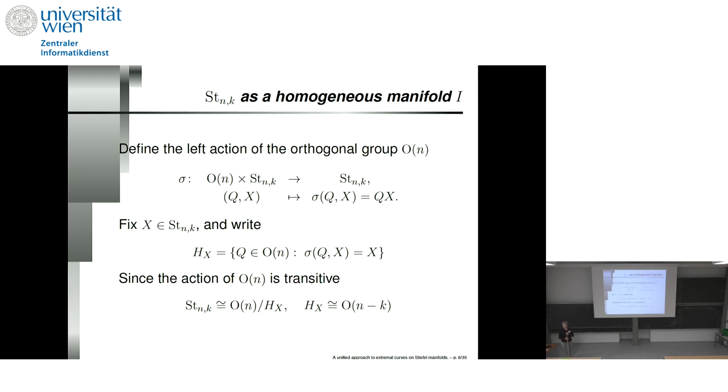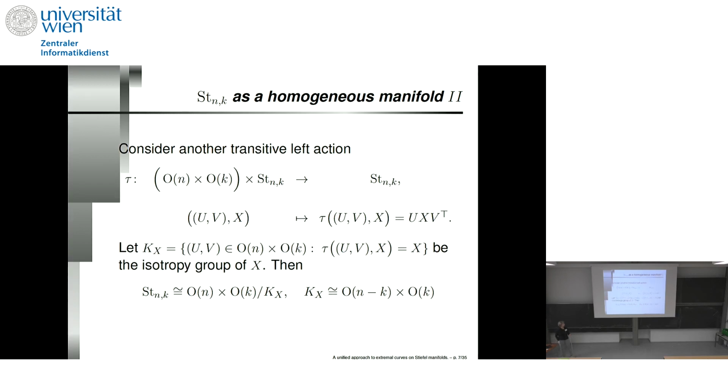Another way to look at the Stiefel manifold is as a homogeneous space. We start from the orthogonal matrices, n by n, and we define this left action. It's just multiplying the point x from the Stiefel manifold by the matrix n by n. Then one looks for the isotropy: fix any point x and look for the isotropy subgroup, those elements that are stable under the action, and then quotient the orthogonal group by this subgroup. This subgroup is isomorphic to the orthogonal matrices of order n minus k. This is one way that is usually used in the literature to consider the Stiefel manifold as a homogeneous one. And there is another way.